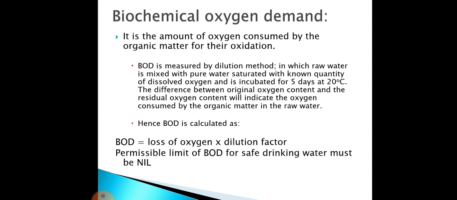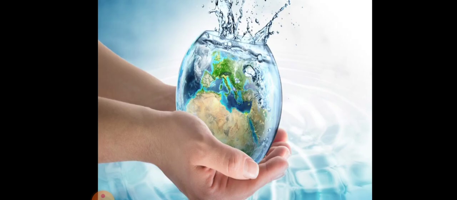Then we can calculate BOD using the formula: BOD is equal to the loss of oxygen times the dilution factor. The permissible limit for BOD for safe drinking water must be nil. There should be no biological oxygen demand when it comes to drinking water. All these analyses will be done in the environmental engineering lab, and the procedure shall be shared with you later on. So these are the various chemical characteristics of water.